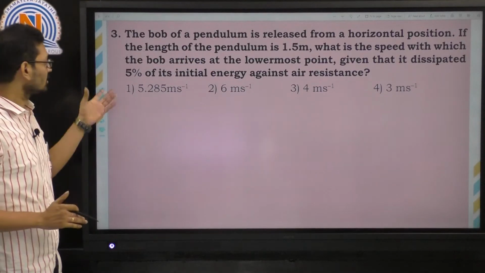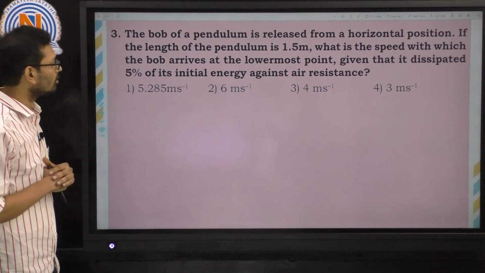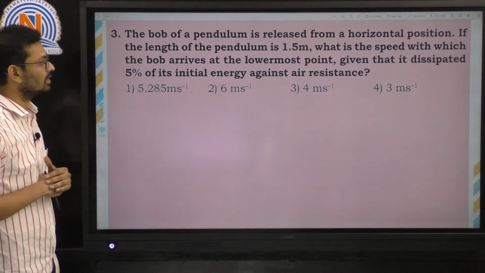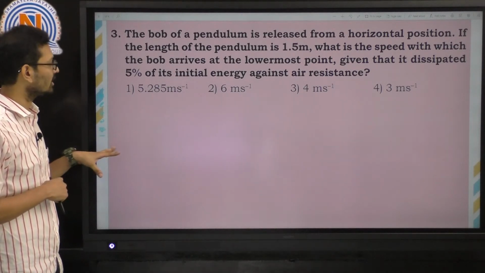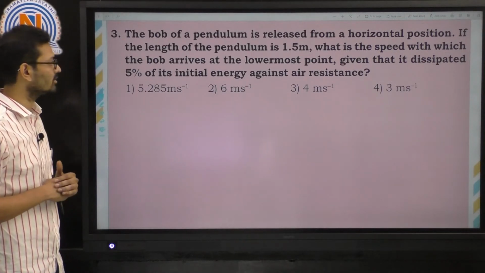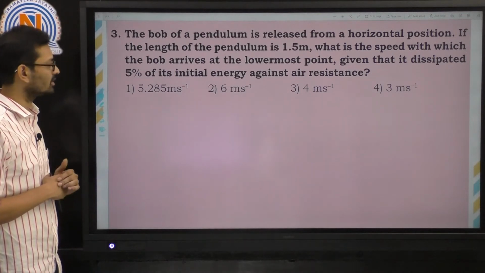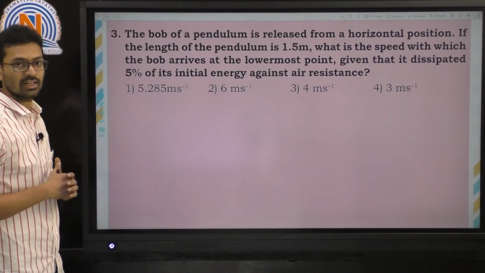Let us study about this third question. Now in this third question, the bob of a pendulum is released from a horizontal position. If the length of the pendulum is 1.5 meter, what is the speed with which the bob arrives at the lowest point, given that it dissipated 5% of its initial energy against air resistance?